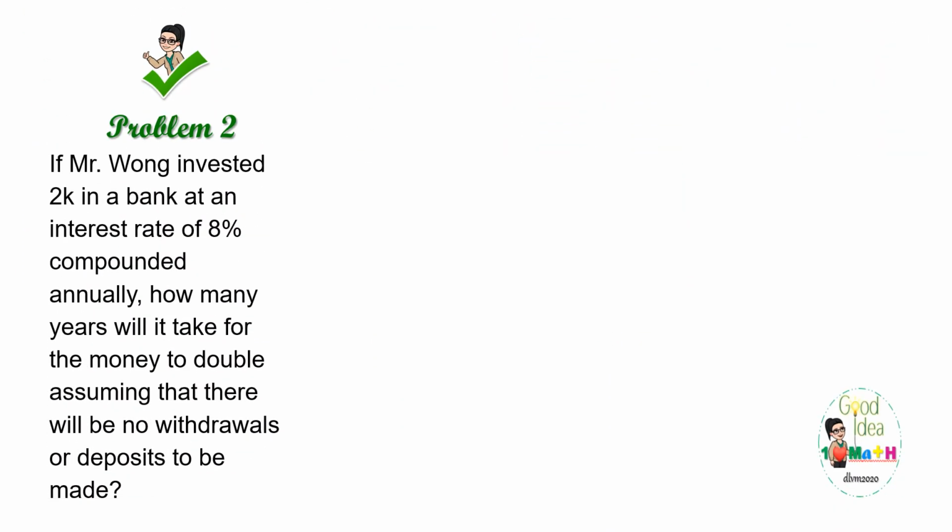Let's solve problem number 2. If Mr. Wong invested 2,000 in a bank at an interest rate of 8% compounded annually, how many years will it take for the money to double, assuming that there will be no withdrawals or deposits to be made? So let us recall the formula again. A is equal to P times 1 plus r raised to t.